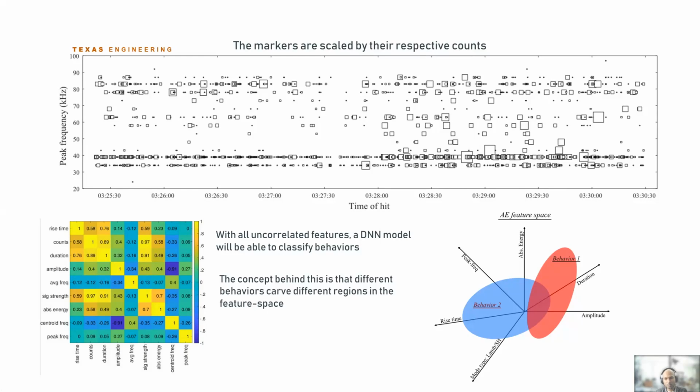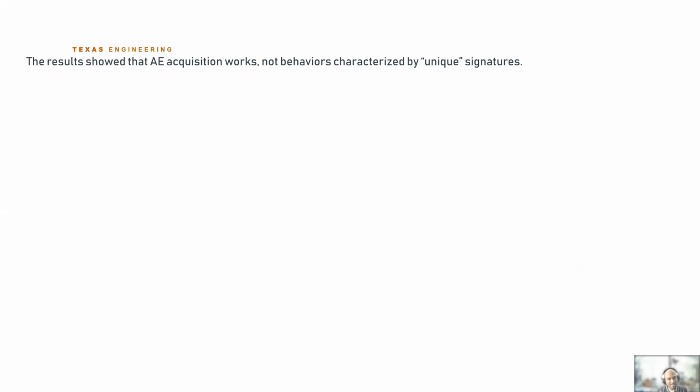So basically, when you have a deep neural network model, it is going to separate these regions, and you will be able to track and classify behaviors just based on this acoustic emission data. So whatever I have described so far only shows that this technology works. This acoustic emission technology works, and you can track things, and it has the potential to track behavior and physiology. But I did not give you, so far, evidence that behavior has a unique signature.